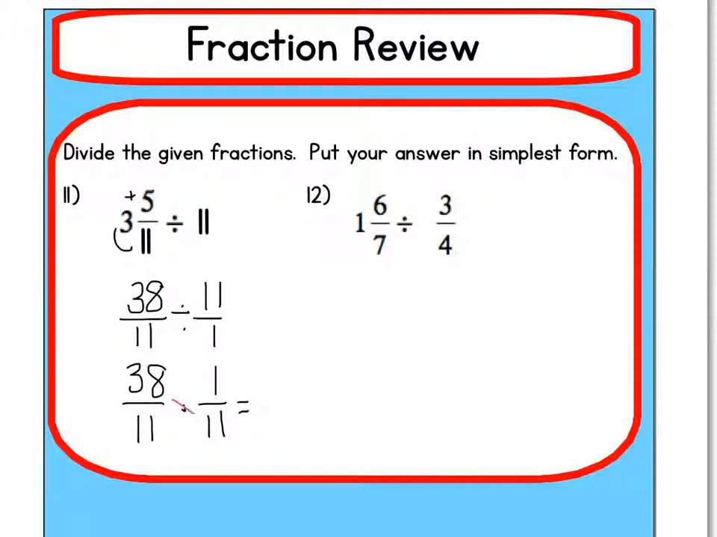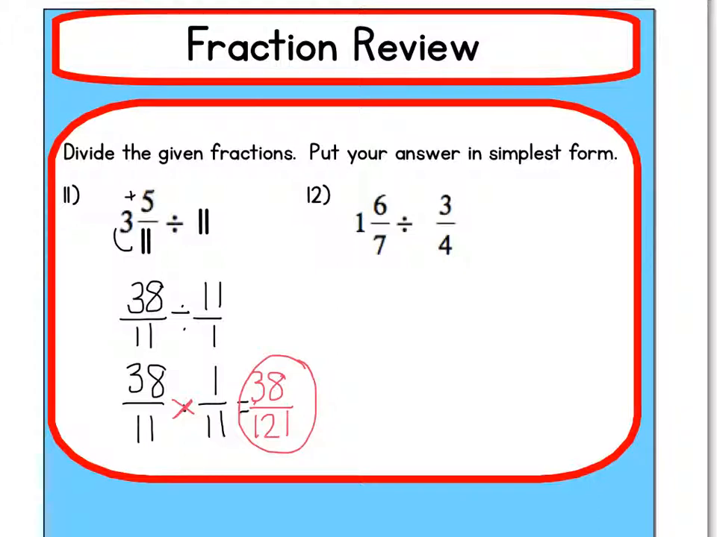38 and 11 do not reduce. 11 and 1 do not reduce. So 38 times 1 is 38. And we should remember 11 times 11 from when we memorized our perfect squares. We thought field goal posts. And 11 times 11 gives us 121.